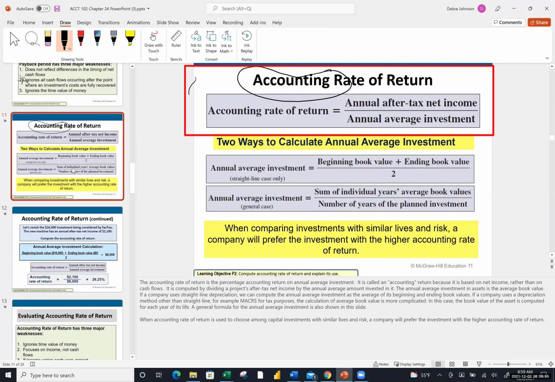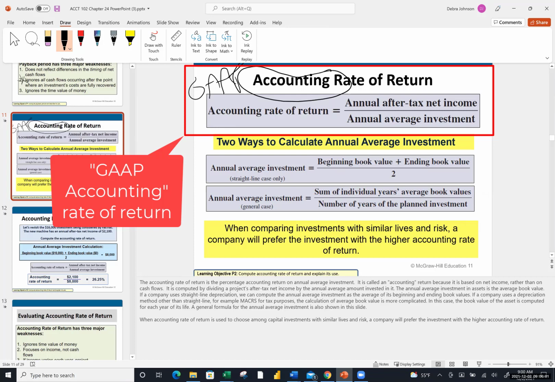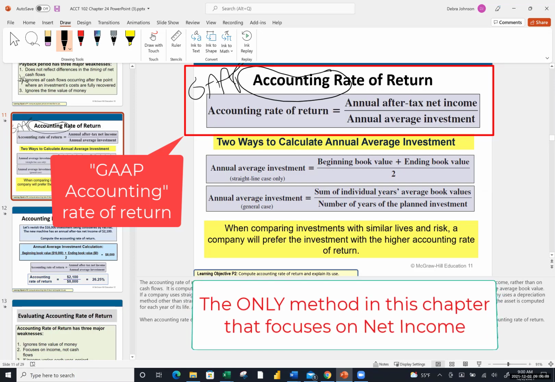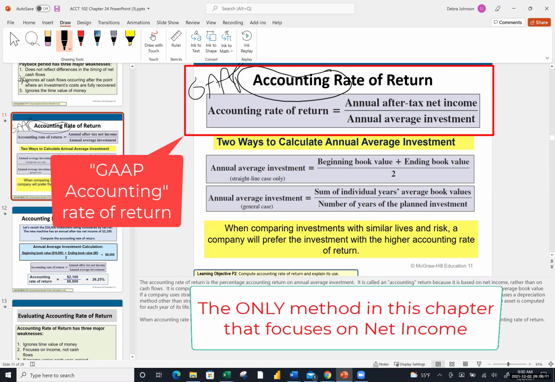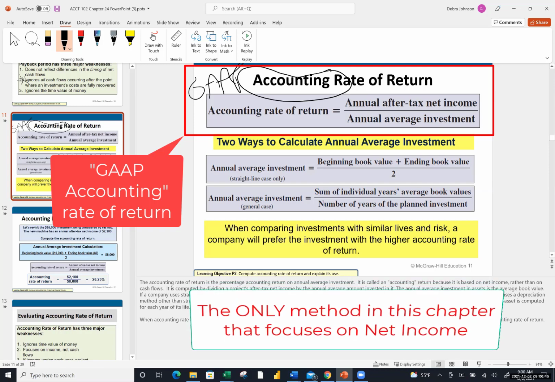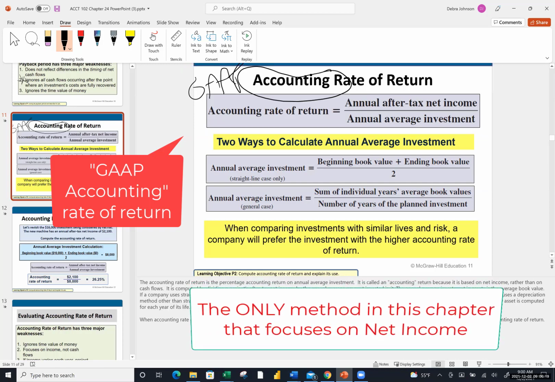In fact, in my head, I remember this as the GAAP accounting rate of return, because it is the only method that focuses on GAAP net income. All the other 3 methods are going to focus on cash, and net income is important to shareholders. Companies are expected to meet earnings targets.